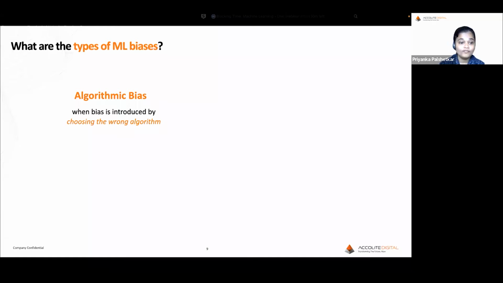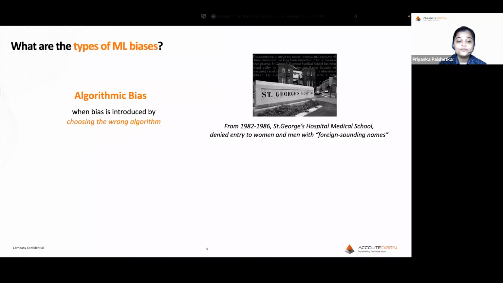Now, an early example of algorithmic bias resulted in as many as 60 women and ethnic minorities being denied entry to St. George's Hospital Medical School from 1982 to 1986. The decision was based on the implementation of a new computer guidance assessment system that denied entry to women and men with foreign sounding names based on historical trends in admissions. Now, while many schools at the time employed similar biases in their selection process, St. George was most notable for automating the said bias through the use of an algorithm, thus gaining the attention of people on a much wider scale. And that is an example of an algorithmic bias.